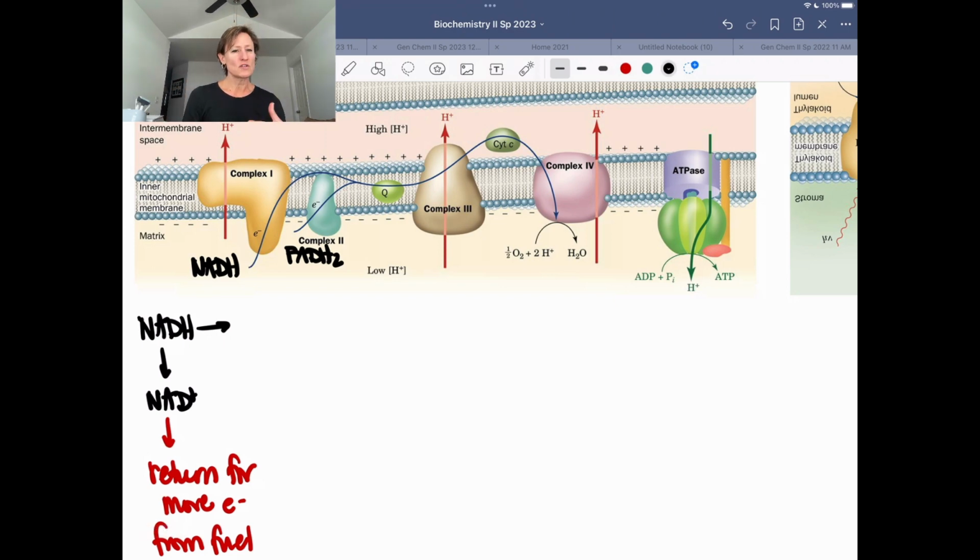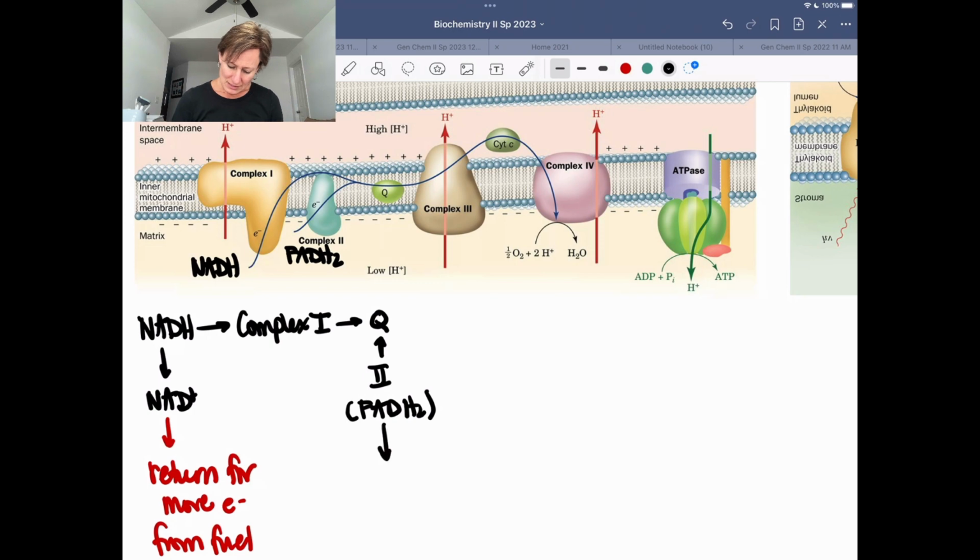Those electrons go from NADH and get delivered to complex 1. We can see that on the picture up there. And we talked about the wiggling that happens with complex 1 to translocate protons and contribute to our proton gradient. Electrons are then passed onto the mobile carrier Q. This is also the point where electrons come in from complex 2, which again is FADH2.